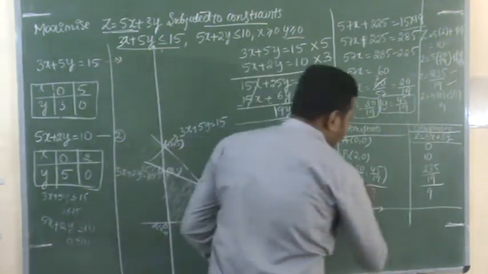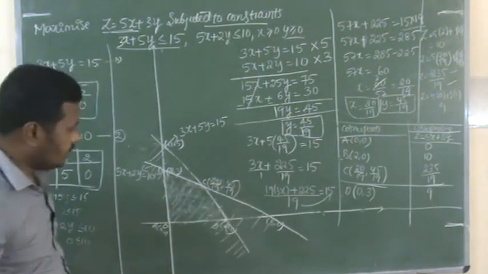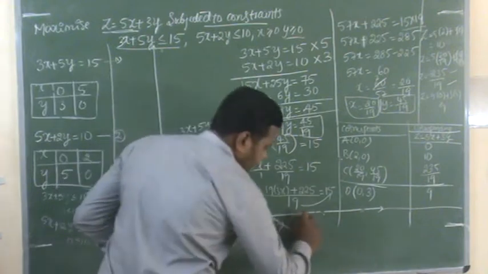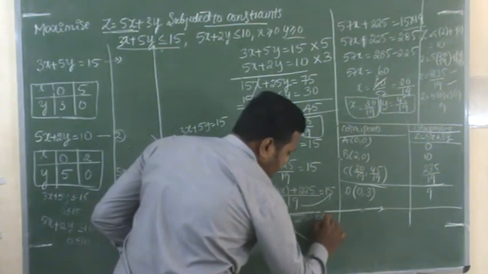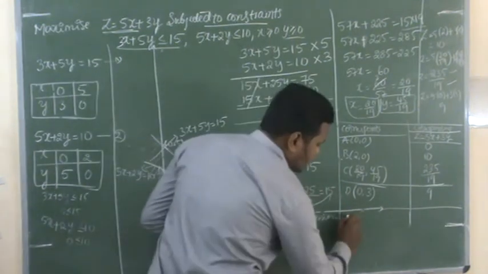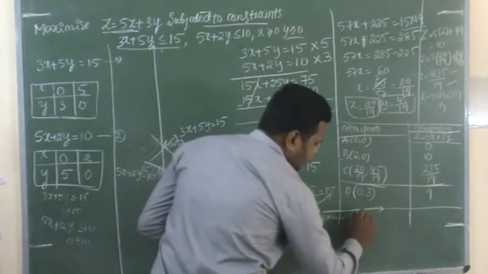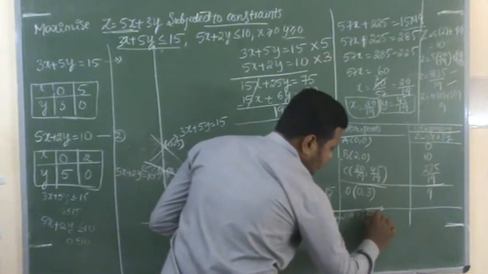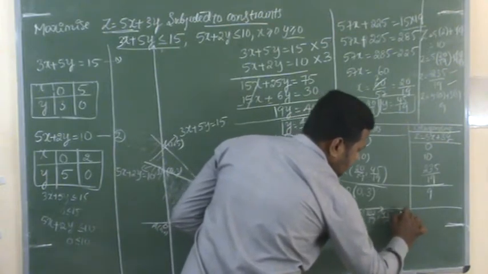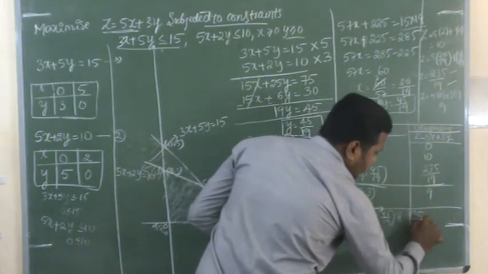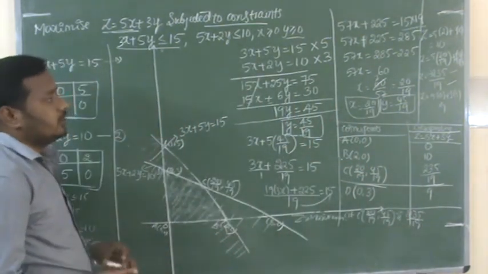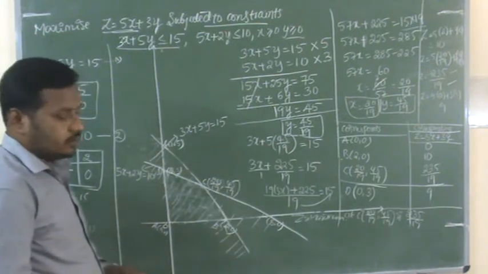Finally we write that Z is maximum at the point C (20/19, 45/19), and the value is 235 divided by 19. This is a very important problem for a mains examination.